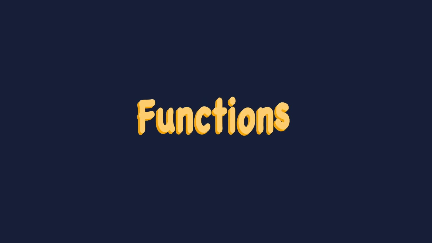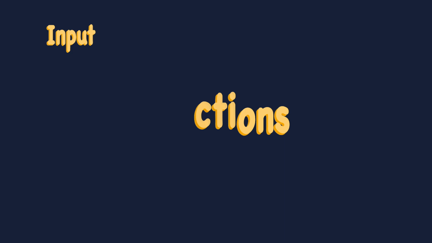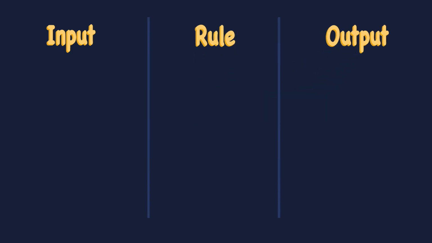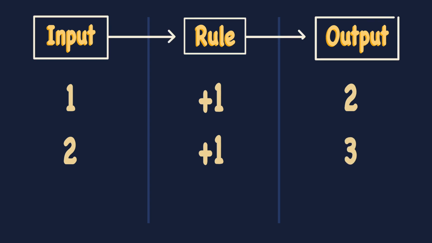Let's talk about functions. What is a function? In math, it's essentially an input, a rule, and an output. Let's say the input is 1 and the rule is +1. The output is simply 1 plus 1, which is 2. Likewise, when the input is 2, the output is 3. The rule basically tells you the relationship between the input and the output.